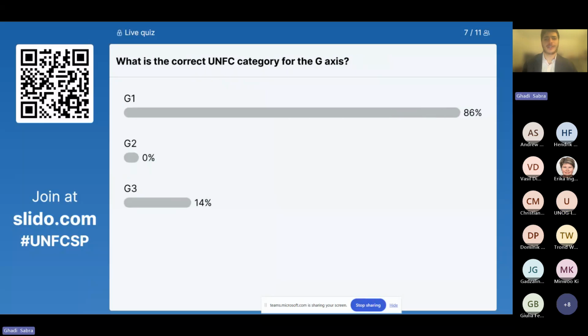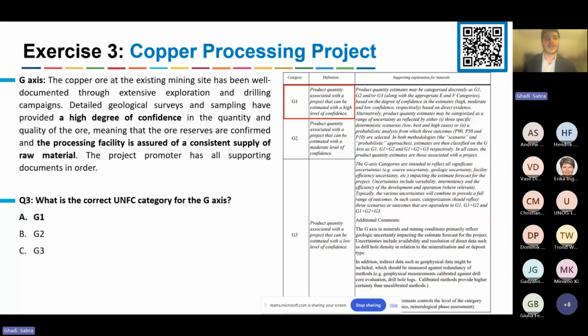We're almost done. So the majority answered G1, which is correct. Again, high degree of confidence, and the processing facility is assured a consistent supply of raw material. And since it's somewhat of an integrated project, since the mine is within the vicinity of the processing plant itself, this is a secured supply of raw materials.